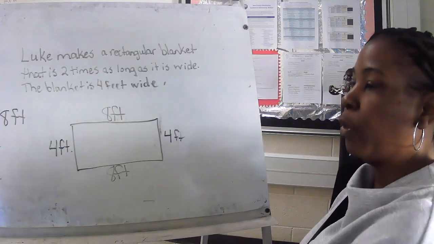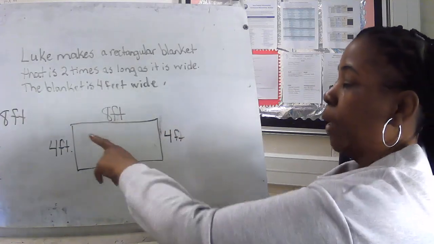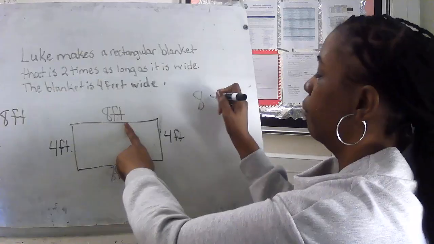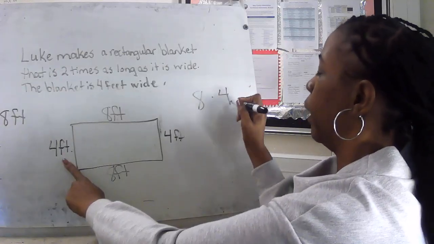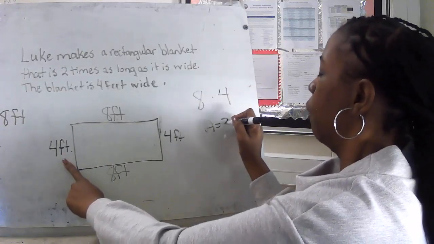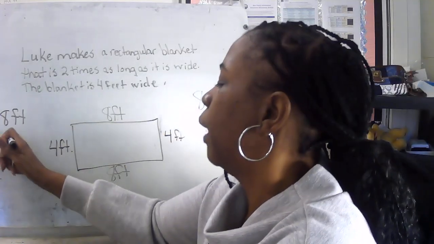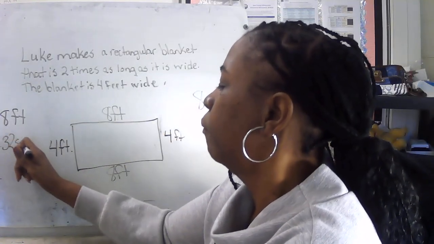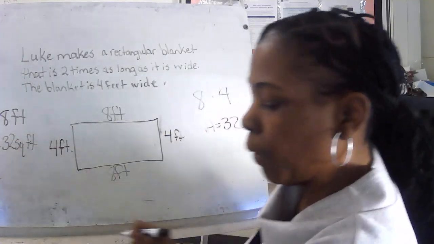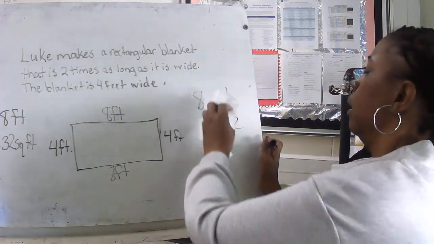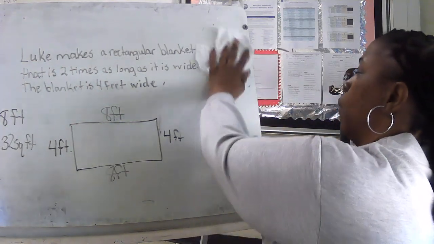So for the area, we do the length times width. The length is 8 times 4, which is the width. Area equals 32. So we know our area is 32 square feet. Notice when it's area, it's always square feet, or square inches. It's squared.